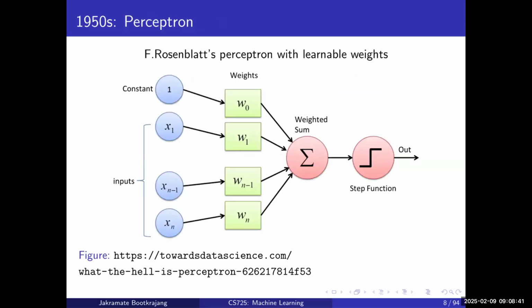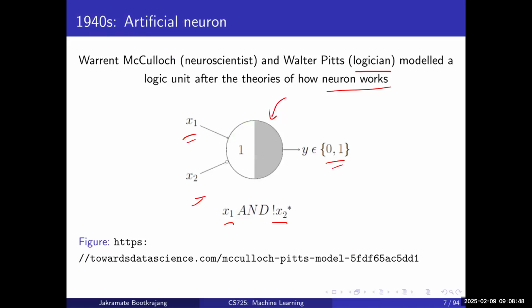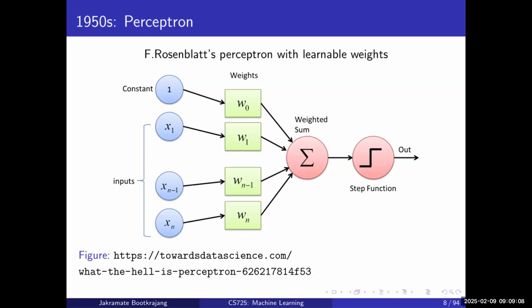Now in the 1950s, we upgrade the neuron. We move away from the logic gate because a logic gate is very limited, right? You can only have two inputs, and there are a limited number of types of logic gates that you can do with just two inputs. So we move away from the logic gate, but we still keep the structure the same. We still have input, then the processing unit, and then the output.